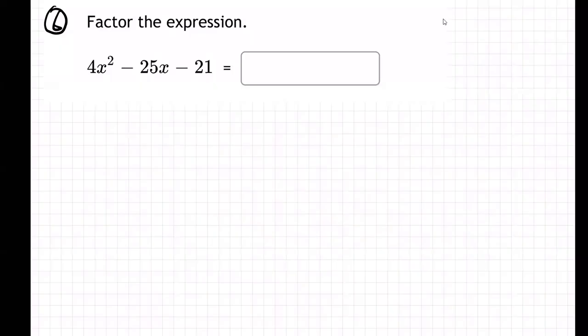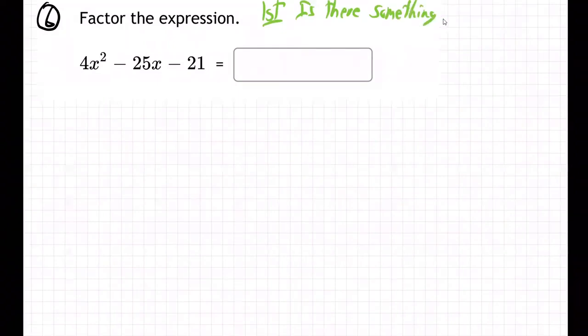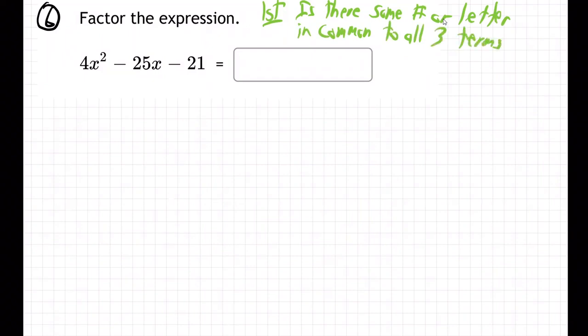Okay, so factoring three terms. The first thing you always ask is, is there some number or letter in common to all three terms? Like, to all three of these, there's some kind of number, like 4, 2 goes into that, but 2 doesn't go into 25 or 21. And for letters, if that one had an x, but no. So there's nothing common, so I'm going to say no.